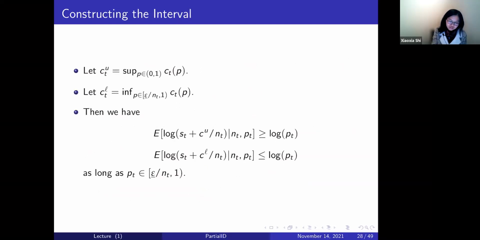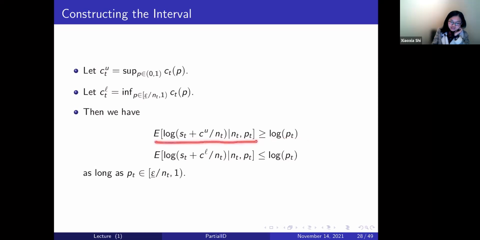So we can get an upper bound by taking the supremum over all possible P's, which is between 0 and 1, and get a lower bound by taking the infimum over a large set of P's. Then if we assume that P belongs to this large set, that interval, this modified share with the upper bound will give us a half unbiased estimator for log PT.